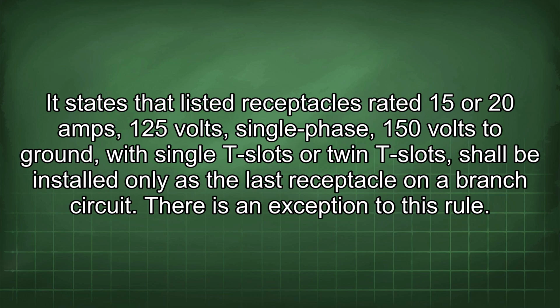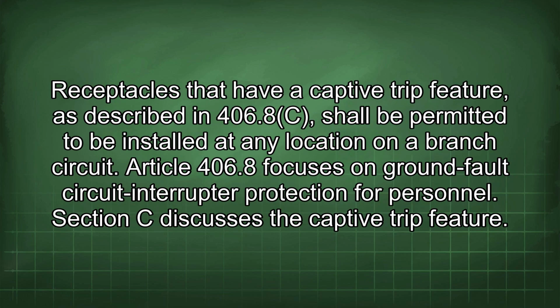There is an exception to this rule. Receptacles that have a captive trip feature, as described in 406.8c, shall be permitted to be installed at any location on a branch circuit. Article 406.8 focuses on ground fault circuit interrupter protection for personnel. Section C discusses the captive trip feature.